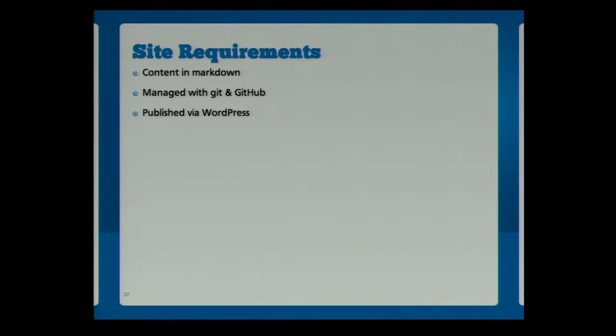So we had a few different requirements, the requirements that Adam just mentioned. But in addition to that, we had some other things. He talked about how painful it is to edit content in XML. So now we're going to edit content in Markdown. We're going to manage it in Git for all the issue tracking that he mentioned and the version control. But we're going to continue to publish via WordPress.